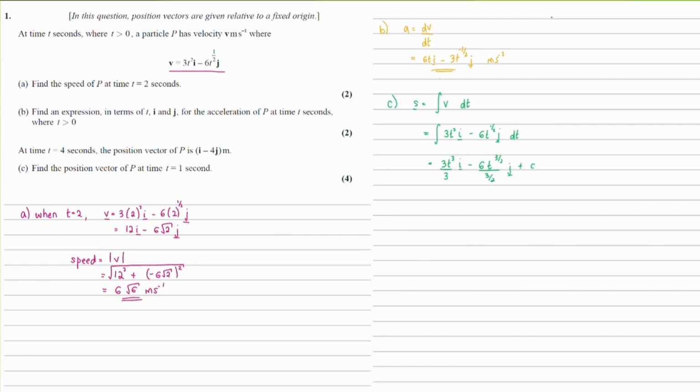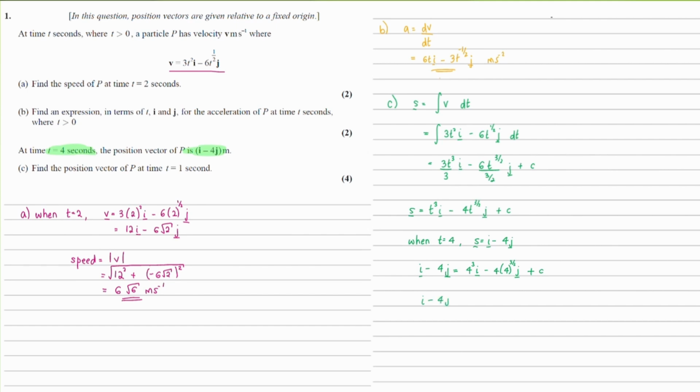our constant c. We can simplify this to write it as t cubed i minus 4t to the power 3 over 2 j plus c. In order to find c, we can use the information that's been given to us, where we know that when t is equal to 4, the position vector is i minus 4j. So when t is equal to 4, we know that s is equal to i minus 4j meters. And we can substitute this as i minus 4j is equal to 4 cubed i minus 4 times 4 to the power 3 over 2 j plus c.